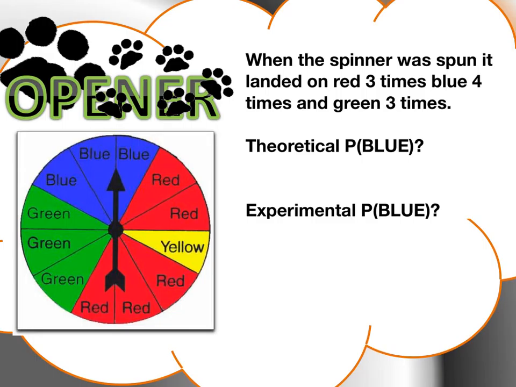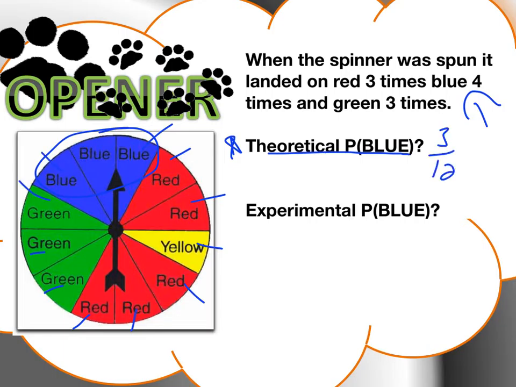So I spun the spinner, landed on red 3 times, blue 4 times, and green 3 times. What is the theoretical probability of landing on blue? Well, remember, when it comes to theoretical, I do not use this information at all. I just look at the table, and in theory, I should land on it 3 out of the total amount of times, which is 1, 2, 3, 4, 5, 6, 7, 8, 9, 10, 11, 12 times. So that's 3 out of 12. That means 1/4 of the time I should be landing on blue.